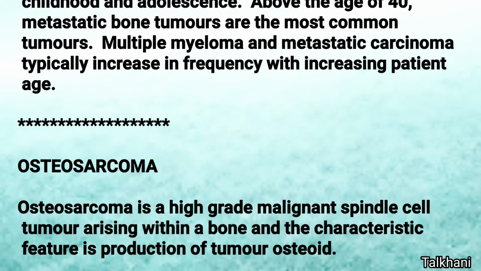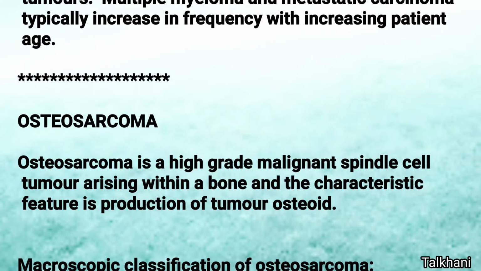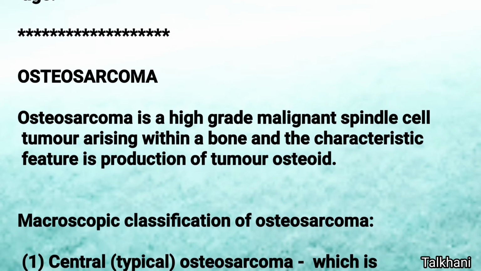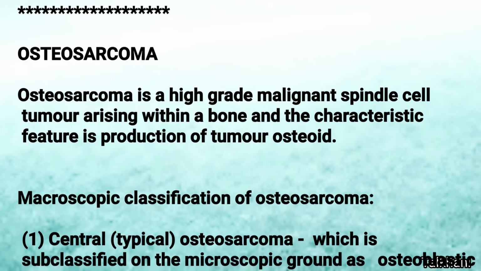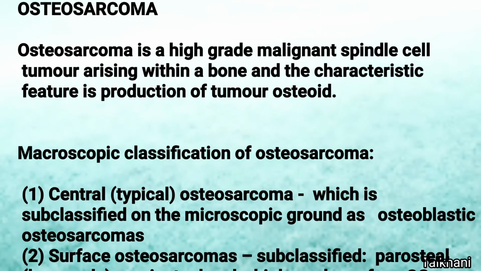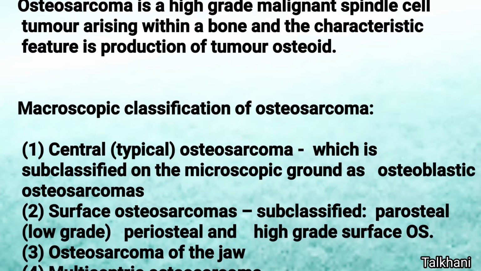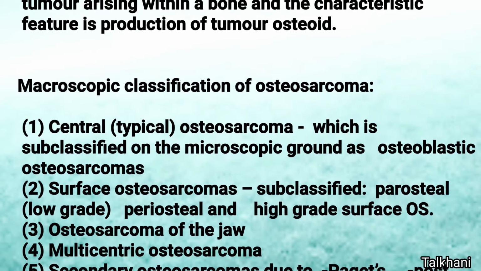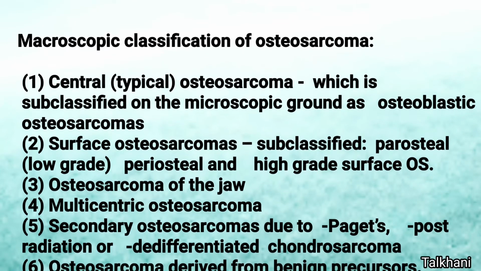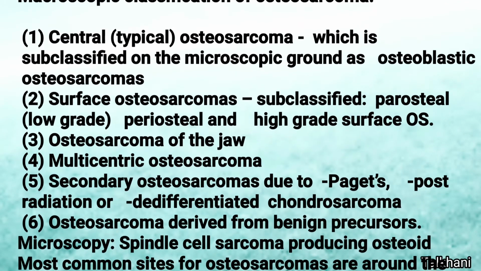Let's talk about osteosarcoma. Osteosarcoma is a high-grade malignant spindle cell tumor arising within a bone, and the characteristic feature is production of tumor osteoid. Macroscopic classification of osteosarcoma is: number 1, central osteosarcoma, which is classic osteosarcoma and is subclassified on the microscopic ground as osteoblastic, chondroblastic, telangiectatic, and low-grade osteosarcoma. Number 2, surface osteosarcomas, which are again subclassified as parosteal, which is a low-grade tumor, periosteal, and high-grade surface osteosarcomas.